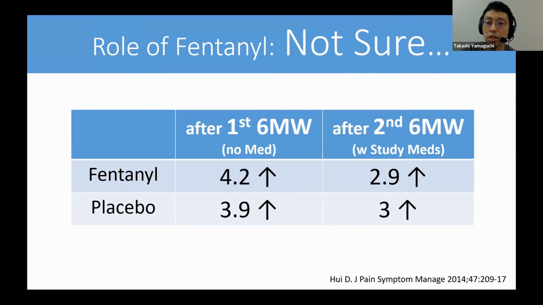So after this study, David Hui conducted 2 more studies. One is intranasal fentanyl, and the other is the fentanyl buccal tablet. Only the fentanyl buccal tablet showed a small but significant improvement compared to the placebo. But anyway, at this moment, there is no consistent evidence about fentanyl for the management of cancer dyspnea.